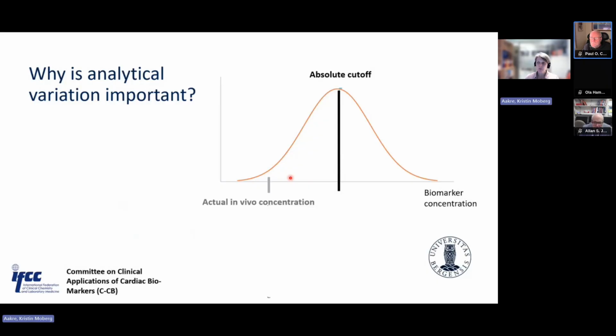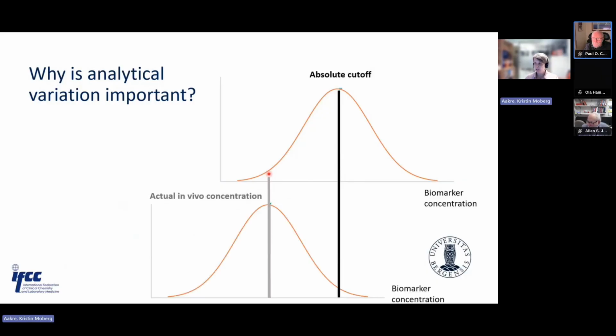However, if you have a low concentration in your patient, which is clearly below the cutoff, this should be classified as a healthy or at least non-diseased patient. However, due to the analytical variation, there will be a certain risk that this patient is classified above the cutoff, because, as you can see here, a few of the measurements done for this patient will actually be above the cutoff and have a risk of a false positive result.